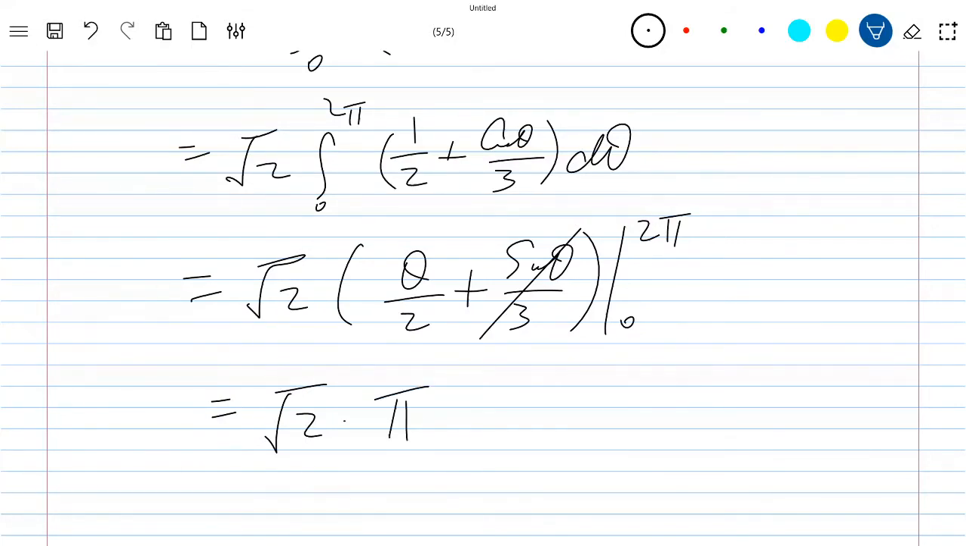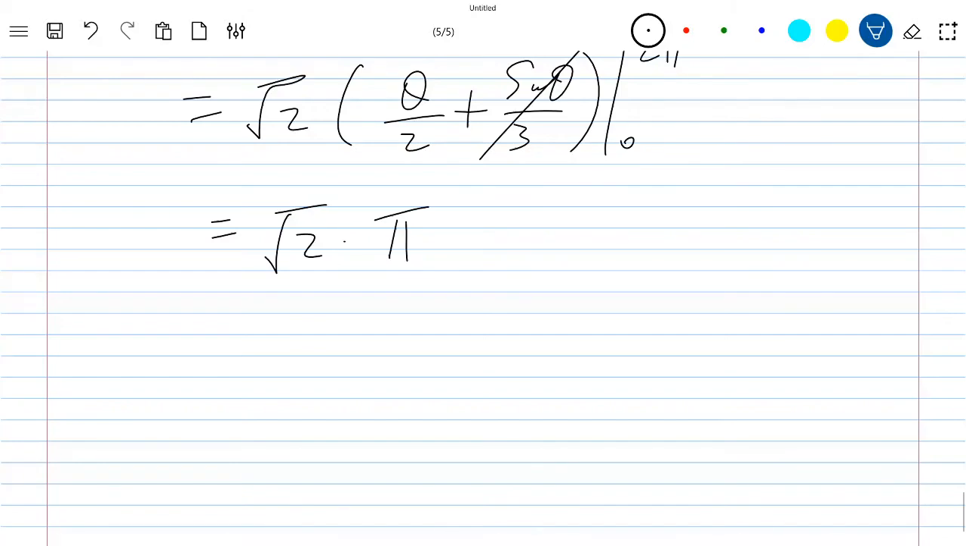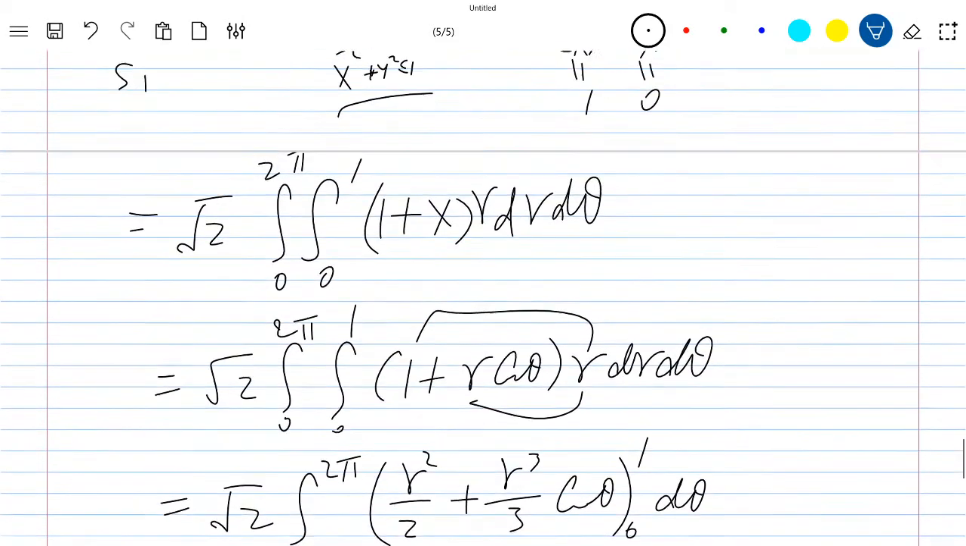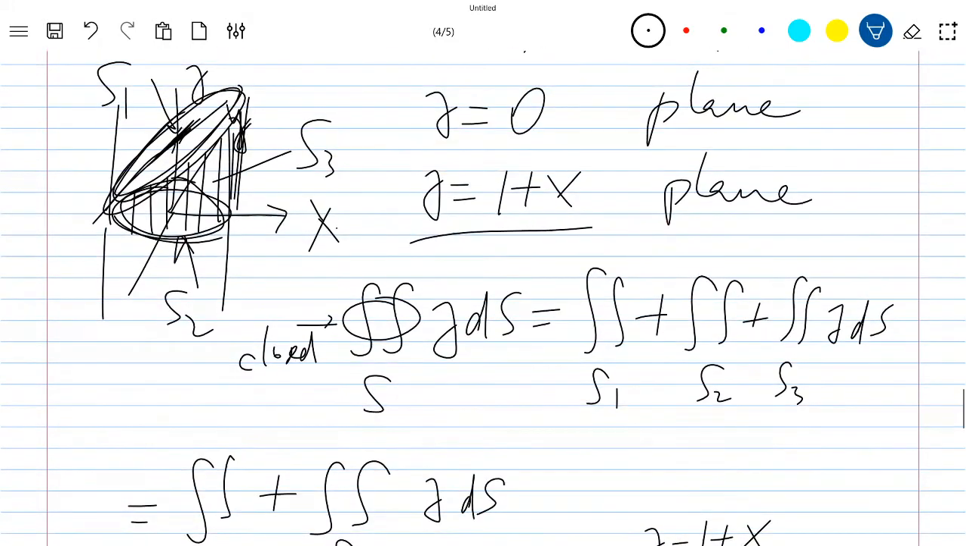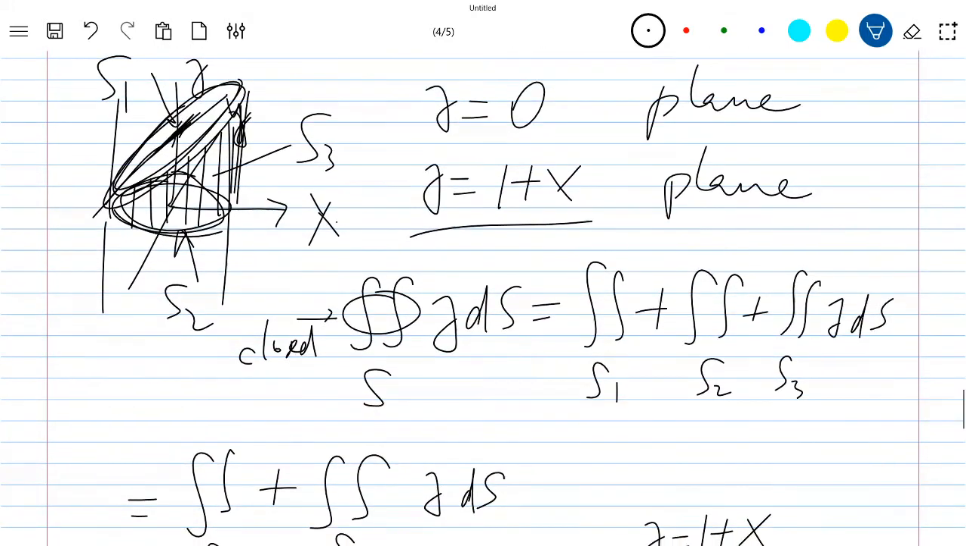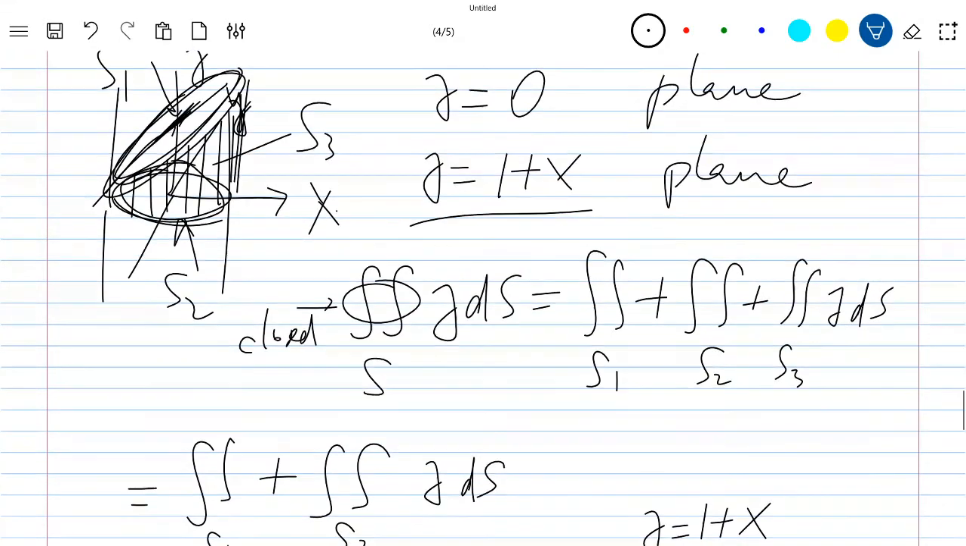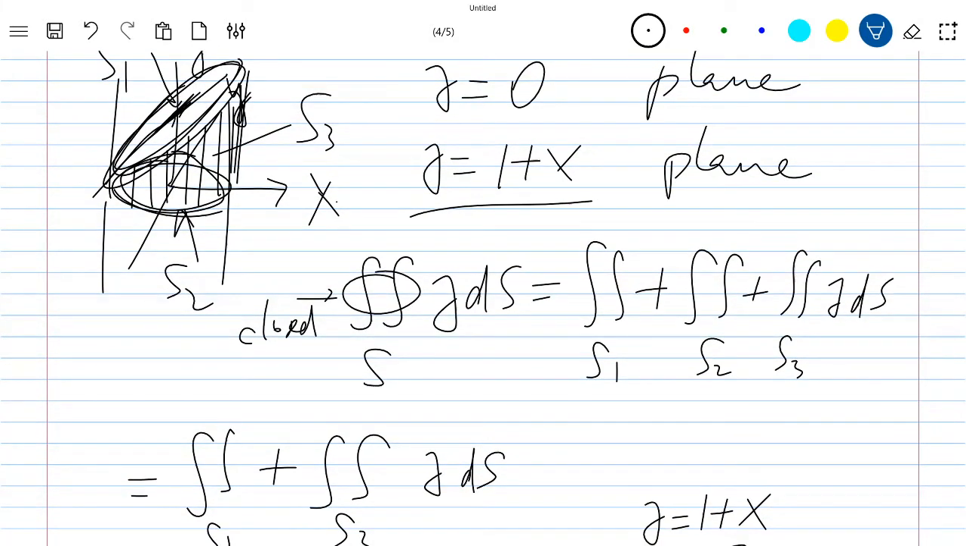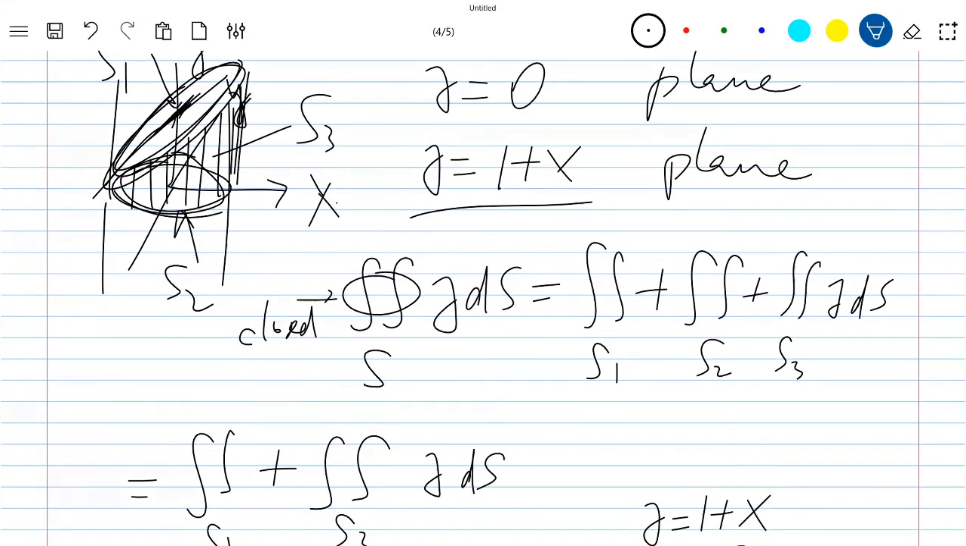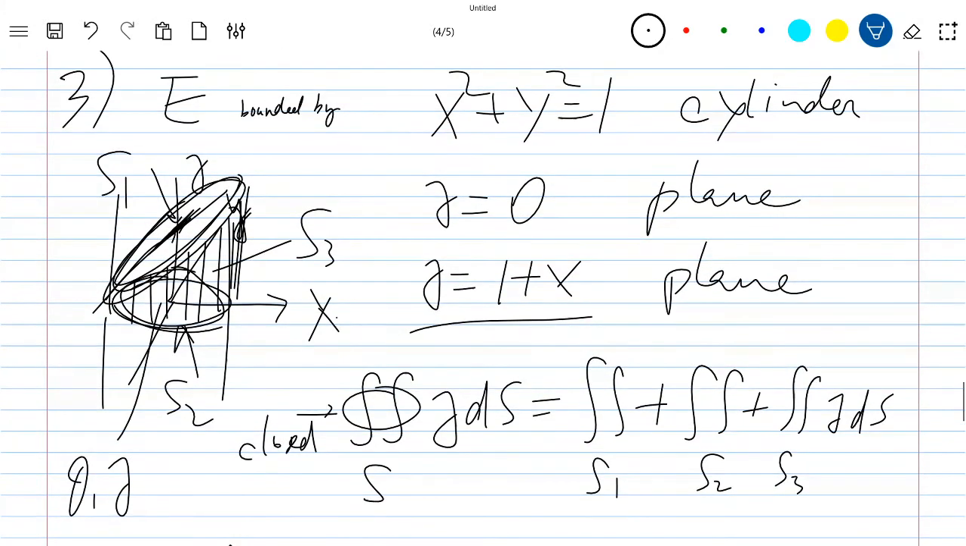Okay, well, this is only half of it. We have to integrate over S3, right? Remember that? The side. Okay, what is S3? S3 is a cylindrical surface. So how do we parameterize a cylindrical surface? We should use theta and z, because this time r is fixed, right? What is r? r equals 1.